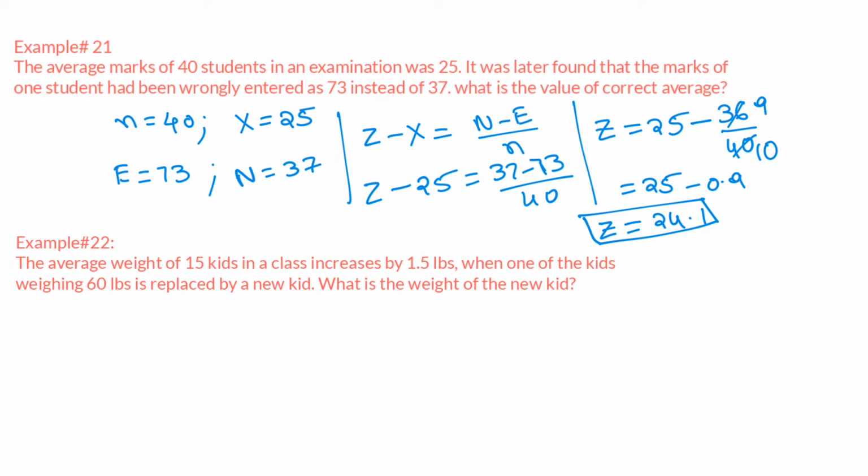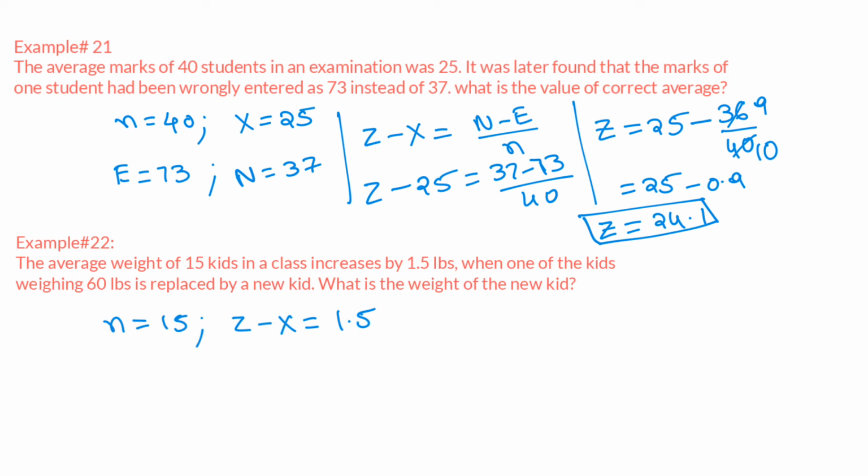Next example. The average weight of 15 kids in a class increases by 1.5 pounds when one of the kids weighing 60 pounds is replaced by a new kid. What is the weight of the new kid? From statement 1, we can write the number of kids n is equal to 15, and the average weight increased by 1.5 pounds. So the difference z minus x is equal to 1.5. It is a positive value because it is an increasing value.